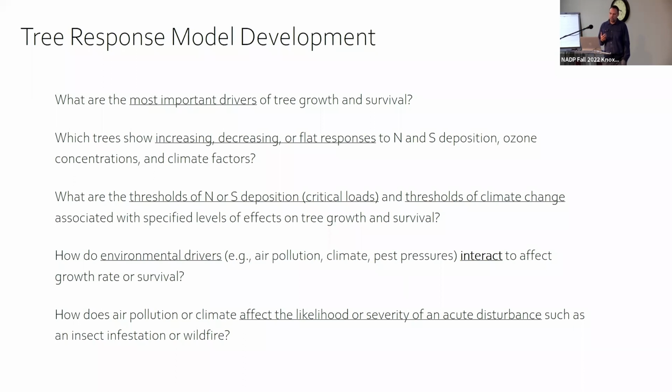I think it's an important question, and that kind of leads into, how does air pollution affect the likelihood or severity of one of those acute disturbances? Do we see greater extent of insect infestation or mortality associated with an insect outbreak in areas that have high nitrogen deposition? There are studies out there, on gypsy moth, that show that, but it hasn't been done at a broad scale across 100 tree species.